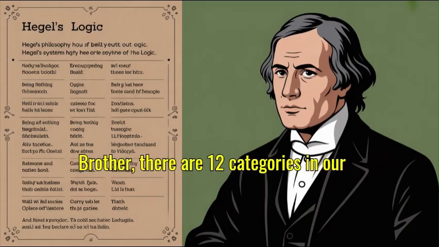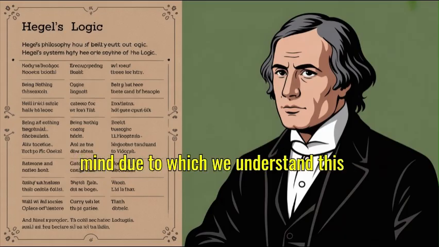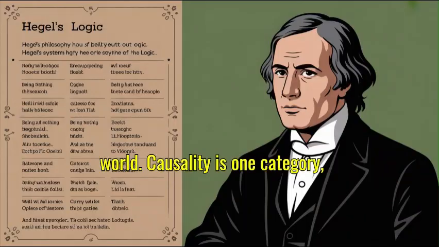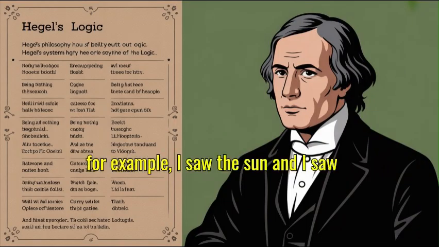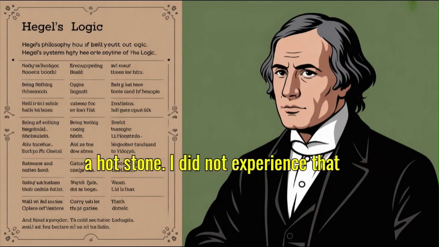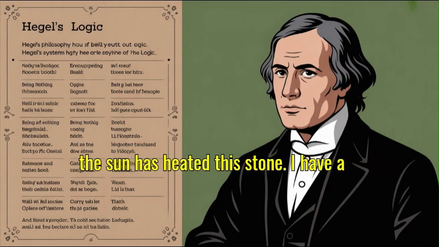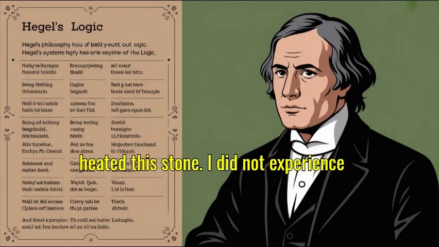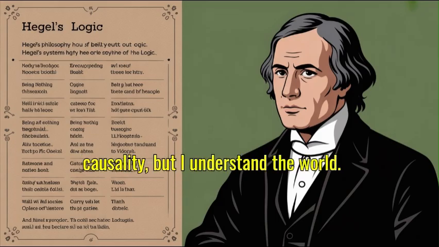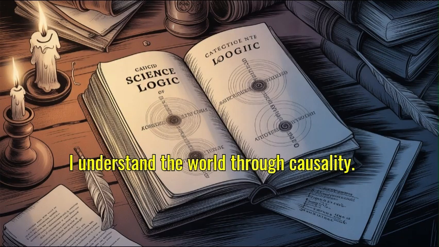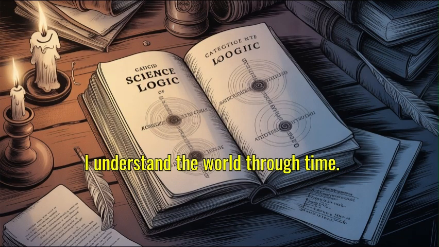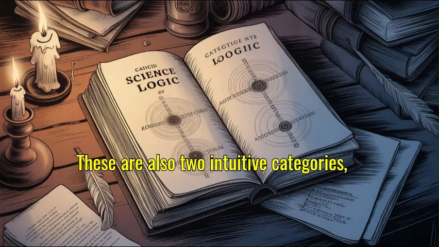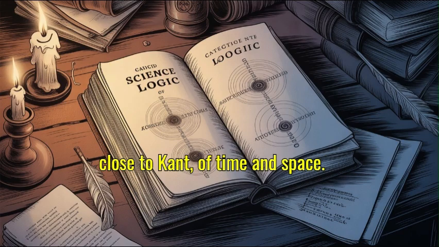Kant said, brother, there are 12 categories in our mind due to which we understand this world. Causality is one category. For example, I saw the sun, and I saw a hot stone. I did not experience that the sun has heated this stone. I have a concept of causality in my mind through which I understand that the sun has heated this stone. I did not experience causality, but I understand the world through causality. I understand the world through time. These are also two intuitive categories, according to Kant, of time and space.